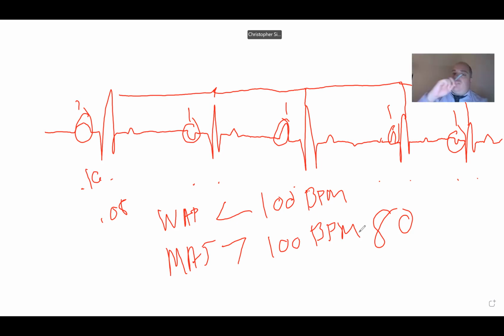So not something that's very common. In 15 years of medicine, I think I've seen two or three MATs and one or two wandering atrial pacemakers. They're not common, okay? Most common cause of multifocal atrial tachycardia is going to be pulmonary problems, specifically COPD. They always love to put that on tests somewhere. I don't know, it always shows up. So that is wandering atrial pacemaker. That is multifocal atrial tachycardia.